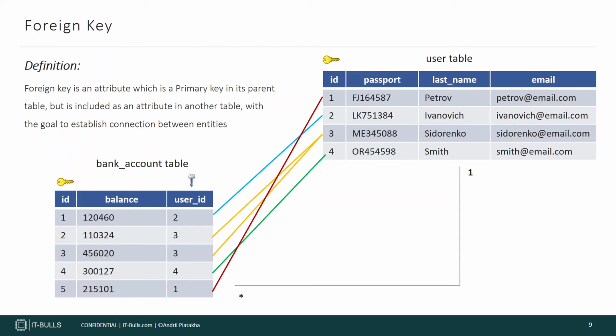Foreign key is an attribute which is primary key in its parent table, but is included as an attribute in another table, with the goal to establish connection between entities. You already know that in a relational database we may have different tables, and tables will be connected with each other to avoid data duplication and to ensure the most efficient and consistent data storage. Literally in a minute you are going to see examples of how relationships between different tables are established.